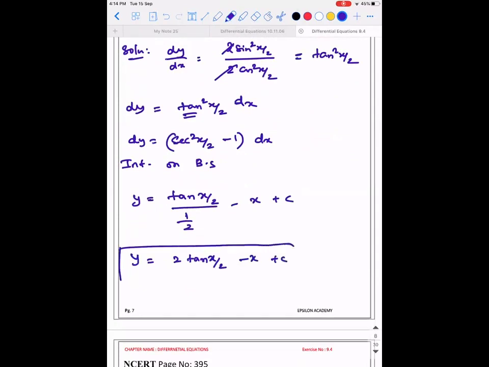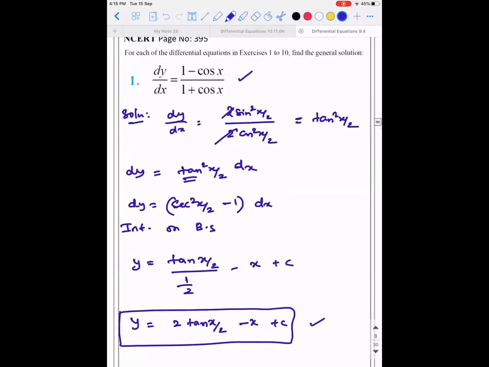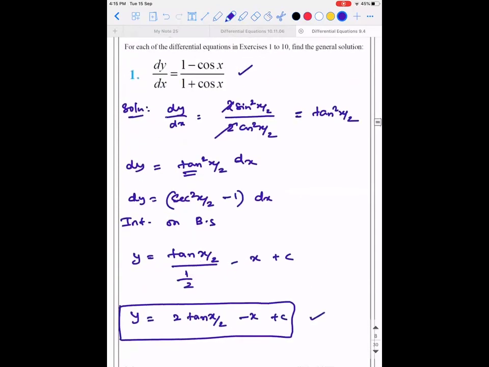If anyone is having a textbook with you, please verify the solution. So y is equal to 2 tan x by 2 minus x plus c. Okay, this is the required general solution.